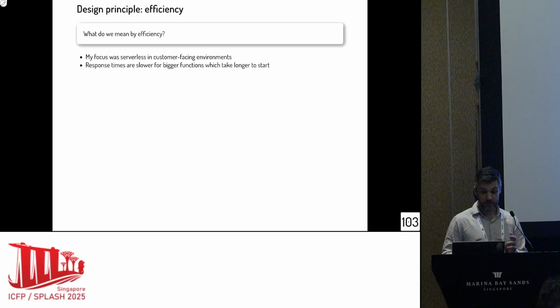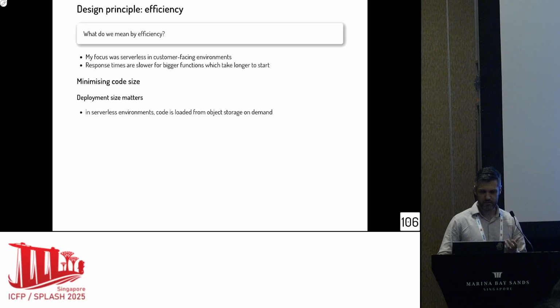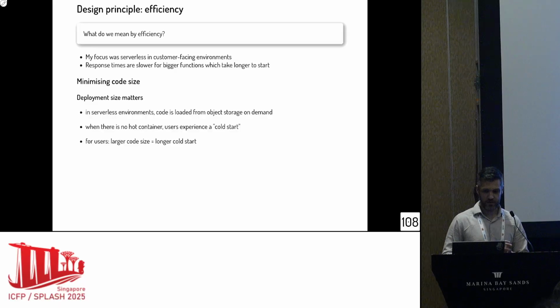The performance of these applications is bound by the network, but it can easily be affected by how long the serverless container takes to start up. This factor directly relates to the amount of code deployed for a particular application. So in these environments, deployment size matters. In serverless environments, code is loaded from object storage on demand. If there's no existing container running, what's called a hot container, the user experiences a cold start, which is from the container loading up. What this directly translates to is larger code sizes give longer cold starts.